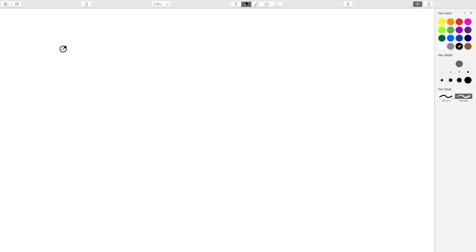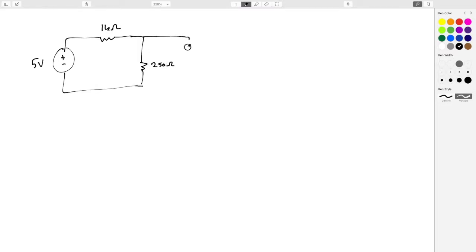So let me just draw out a circuit here. It won't be too complicated. Let's make this, I don't know, a 5-volt source, and let's do a 1 kilo ohm resistor, and then let's do, I don't know, 250 ohms, and then maybe 750 ohms. These are kind of clean numbers.